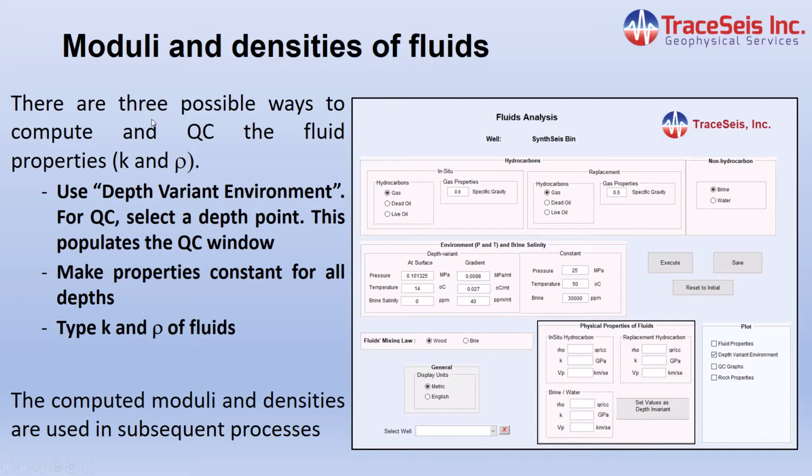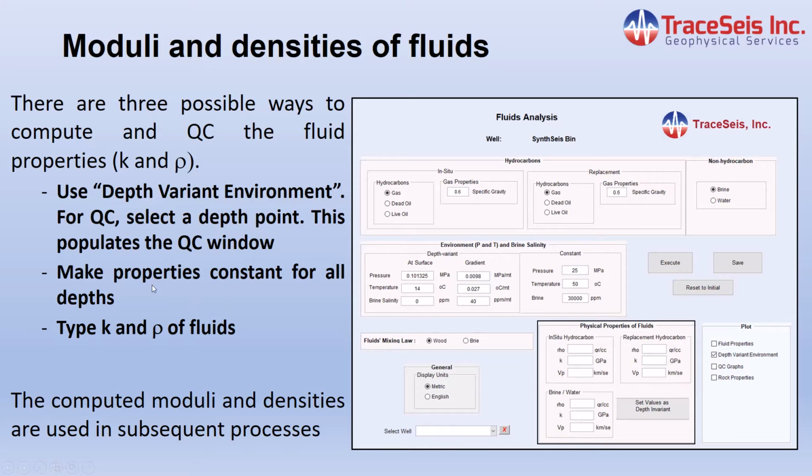There are three possible ways to compute and QC the fluid properties. The first one is to use the depth variant environment the way that we were doing it before. For QC, we can select the depth point, and this is going to populate the QC window with the properties for the in situ hydrocarbon, the replacement hydrocarbon, and either brine or water.